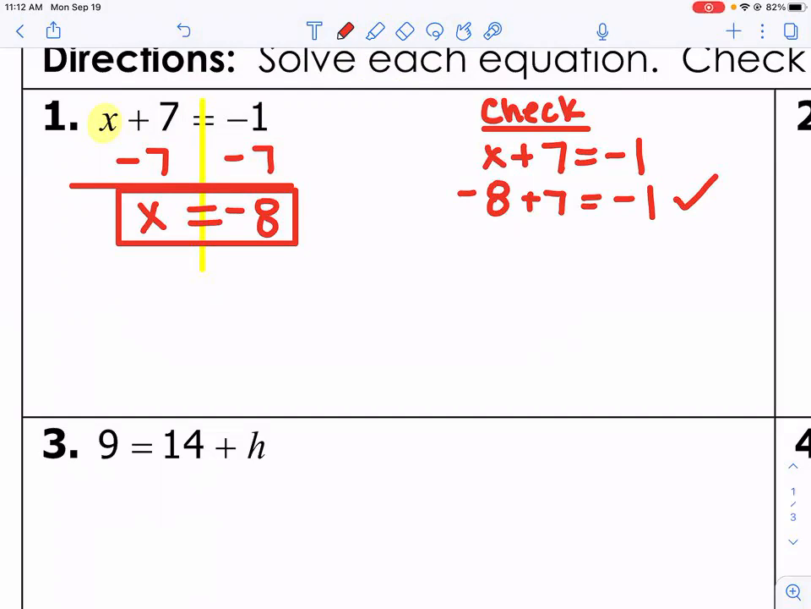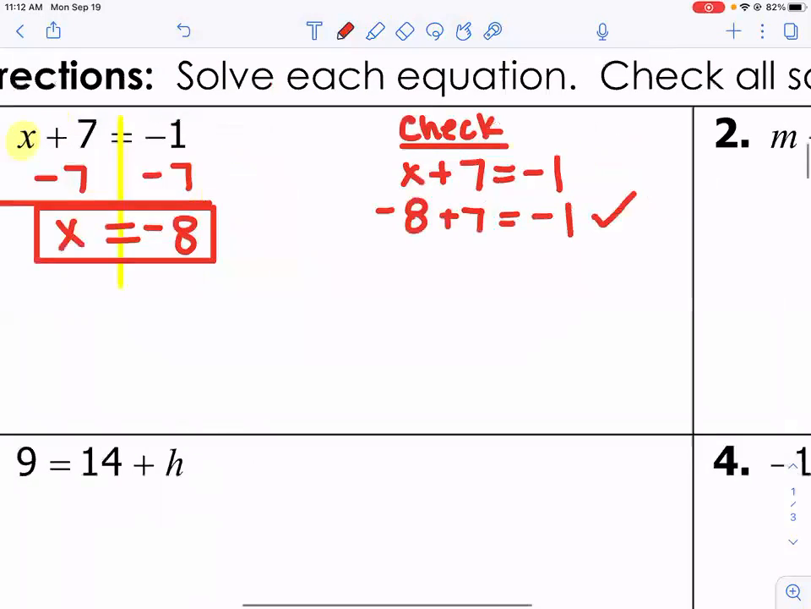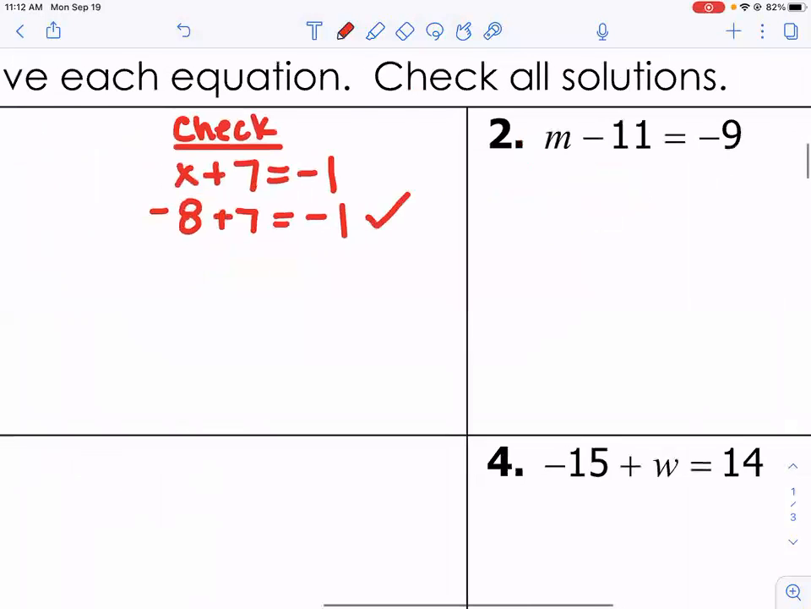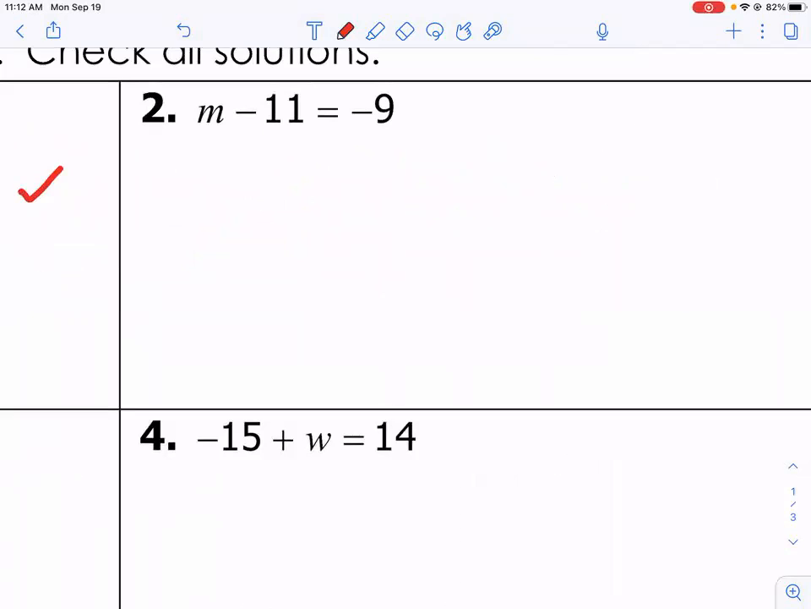Do you have a question about this? All right. Let's try number 2. Kinley, do you have a question? Oh, Kinley's working ahead. Okay, well, let's see. Kinley, what is the operation next to our variable?